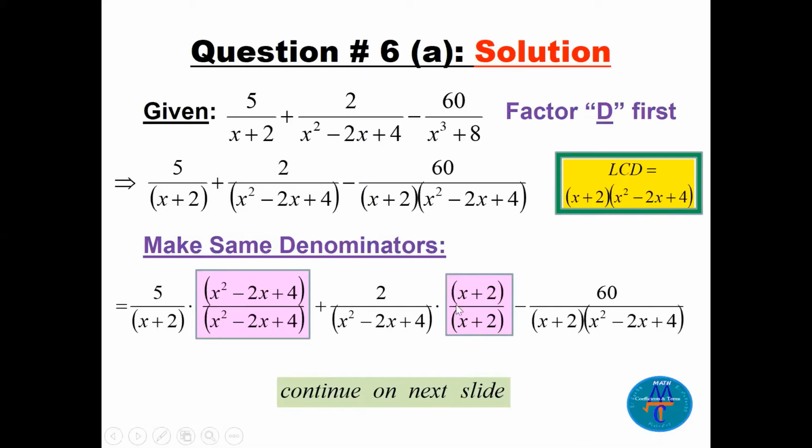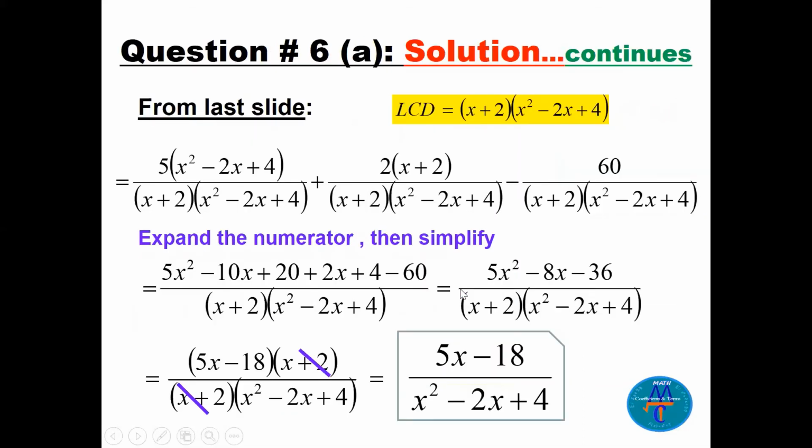So you see the nice colors here? Multiply up and down by x plus 2. The first one, we have already x plus 2. What's missing in this part? So now we have same LCD, same LCD, same LCD. But remember, you have to multiply on the top here in the numerator. Let's continue in the next slide.